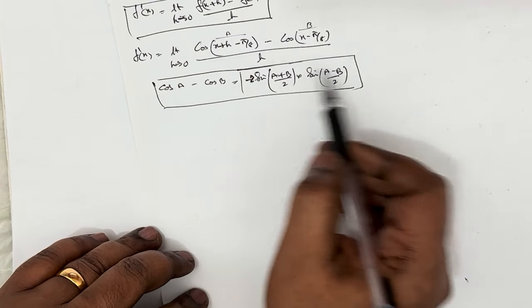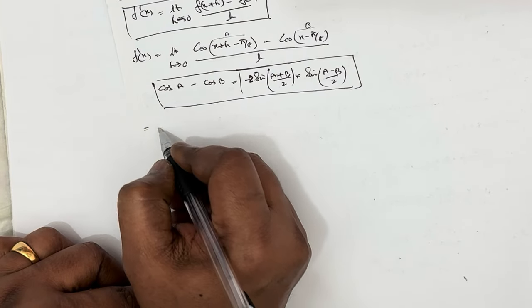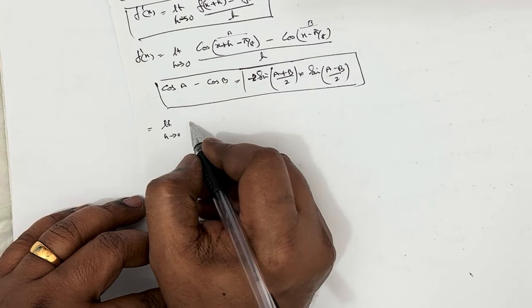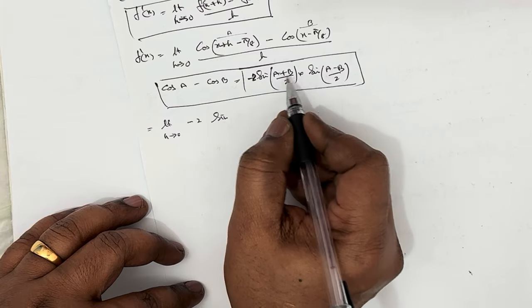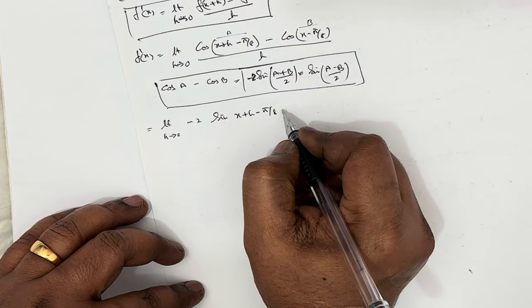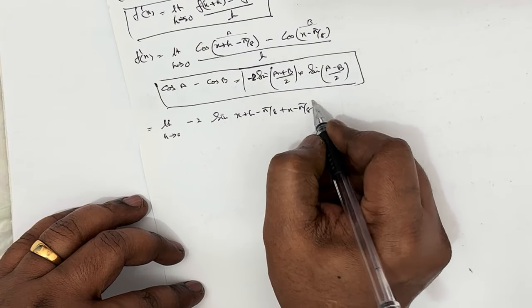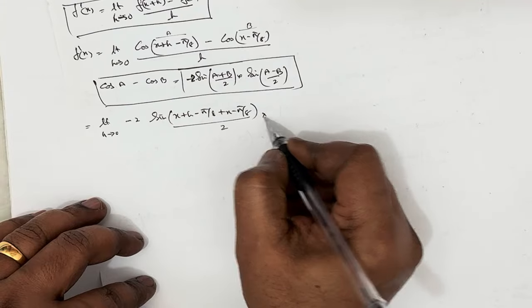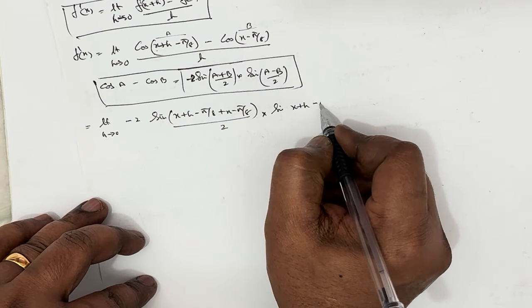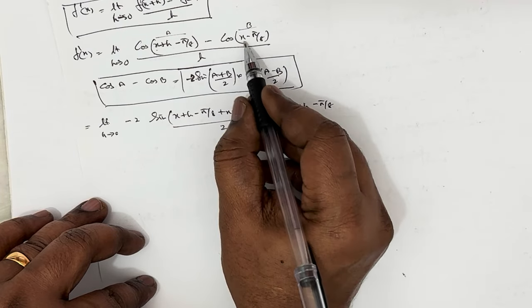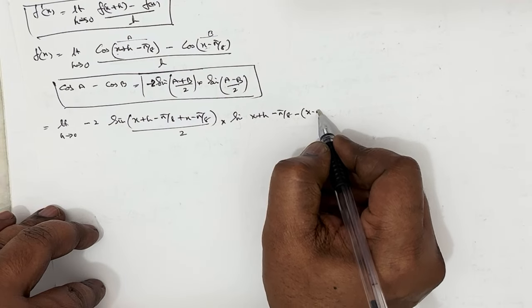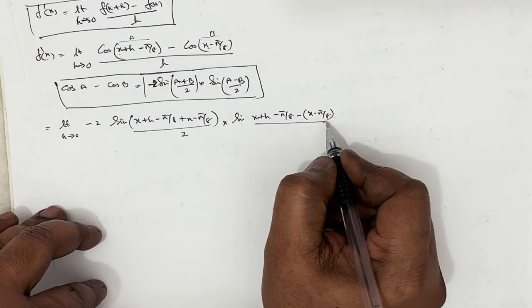Now let's expand this using this formula. So we have limit h tends to 0, cos a minus cos b will be minus 2 sine of a plus b, this is a, x plus h minus pi by 8, plus b, so plus x minus pi by 8, upon 2, multiplied by sine of a minus b, so this is a, x plus h minus pi by 8, minus, let's open the bracket, because it's minus here, x minus pi by 8, upon 2.